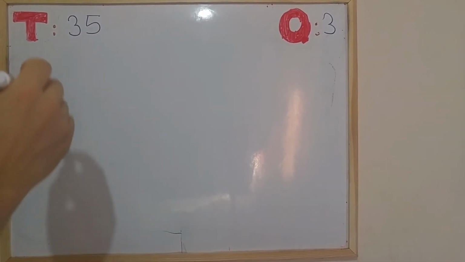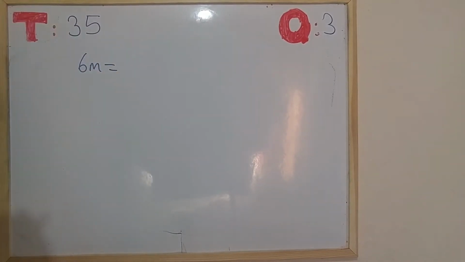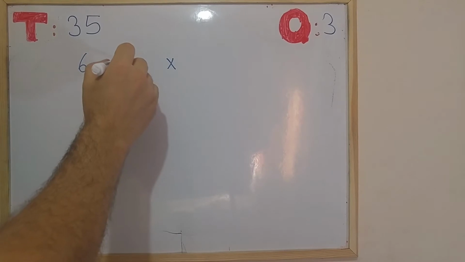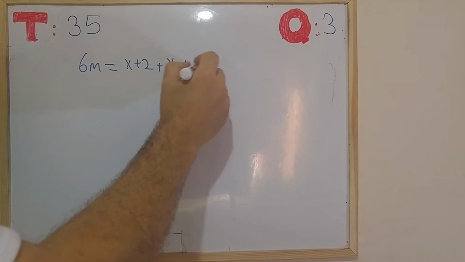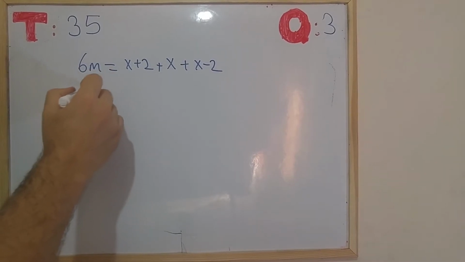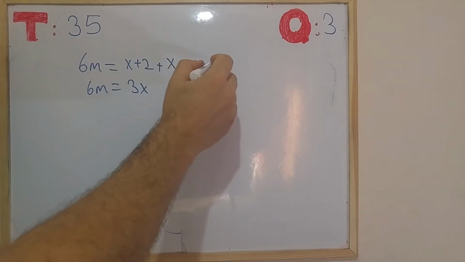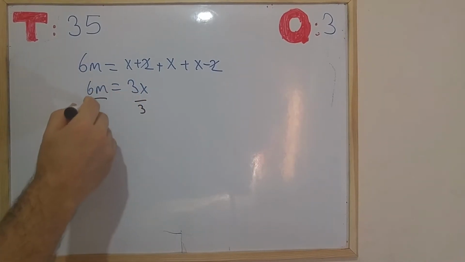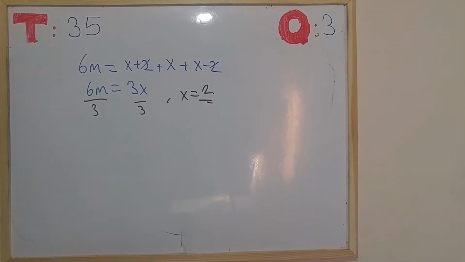There are three even consecutive integers that sum up to 6m. I am supposed to find out the second number. So let's say the second number is x, and the first number is x minus 2, and the last one is x plus 2. So it's going to be easier for me to find out. So 6m is equal to 3x plus 2 minus 2, which is 0. That's it. So let's find this x by dividing each side by 3. So x is equal to 2m.